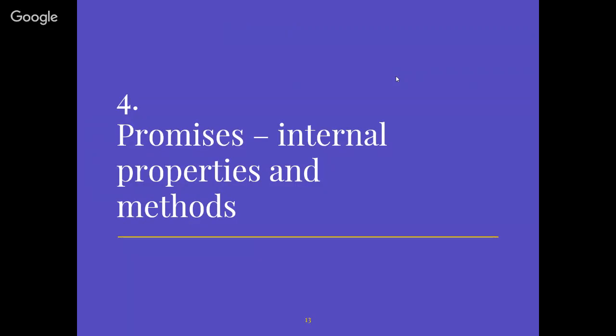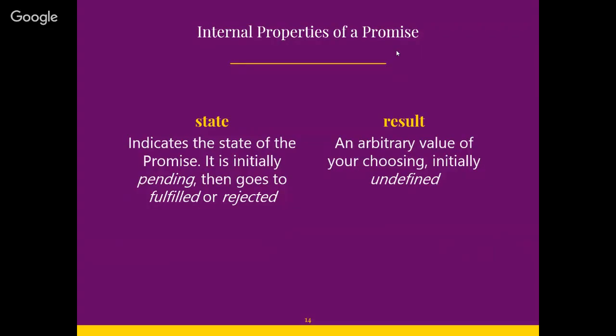Now, let's take a look at the methods and the properties of the promise object. A promise object has only two properties. They are the state and the result. The state property is pretty self-explanatory.